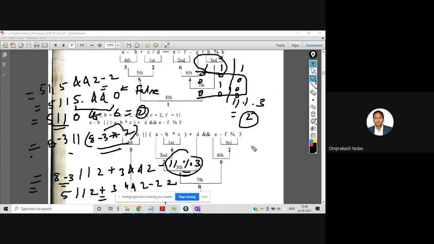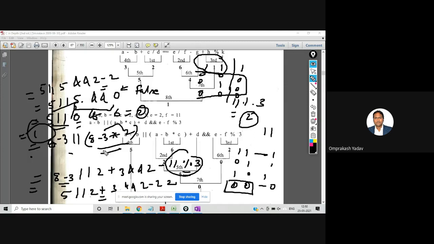Now for the OR case, even if one input is true, the entire expression output will be true. So for example, 1 1, 0 1, 1 0, 0 0. For all these we are having 1 1 1, and only for the last case we are having 0, because both the inputs are false. This is for the OR case. So here in our question we are having 5 or 0. Though the second input is false, the first input is true, so we'll be getting 1.